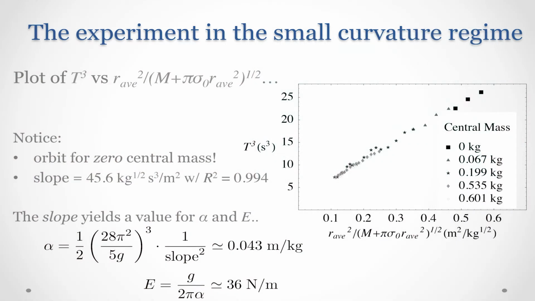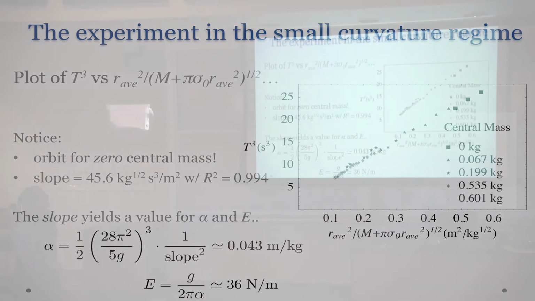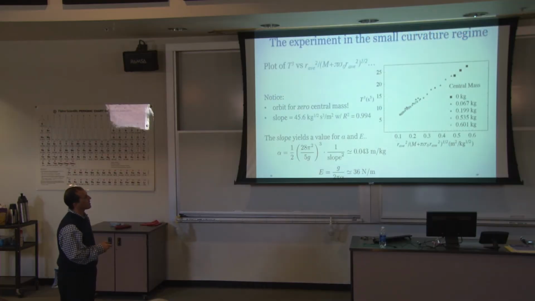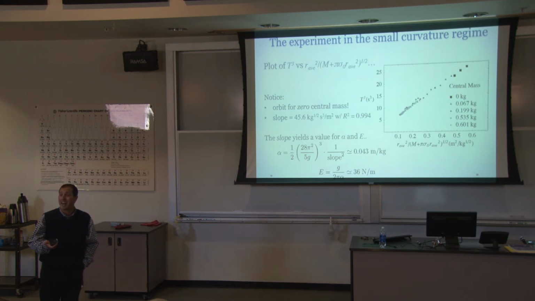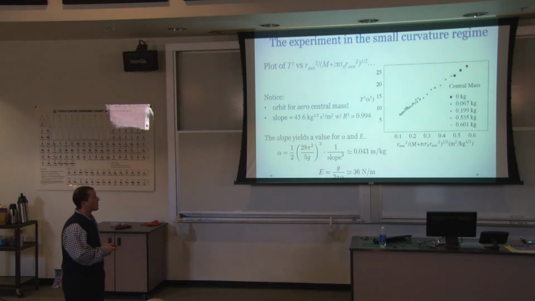This brings me to some data. This is the data that we took. This is a plot of t cubed versus this quantity over here, which was being multiplied by an overall constant. Now, what's pretty surprising to me is a couple of things. First of all, I was shocked at how good the data actually came out when we were careful. It actually came out really good.